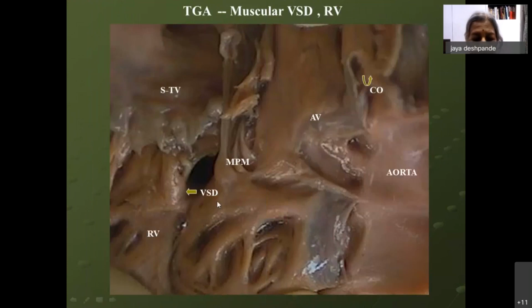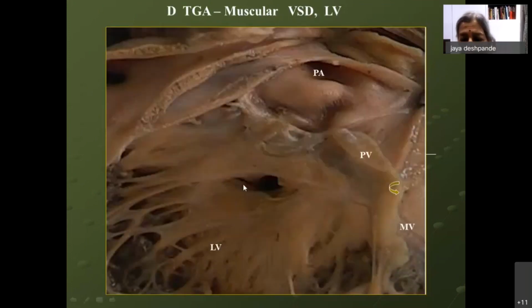Another view of the right ventricle. Here is a VSD. It is an inlet muscular VSD, and the right ventricle leads to the aorta. You can see the coronary ostia here. This is the medial papillary muscle of the tricuspid valve. On the left side, here you have the left ventricle leading to the pulmonary artery, and you have a muscular VSD here, mitral valve to pulmonary valve, fibrous continuity.